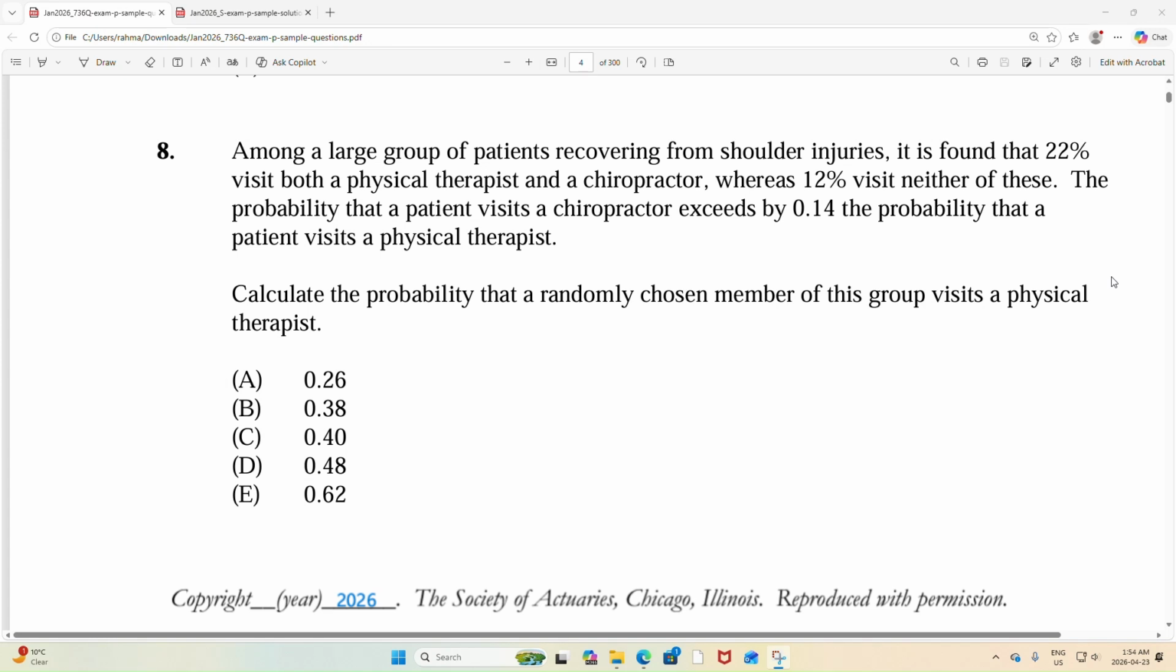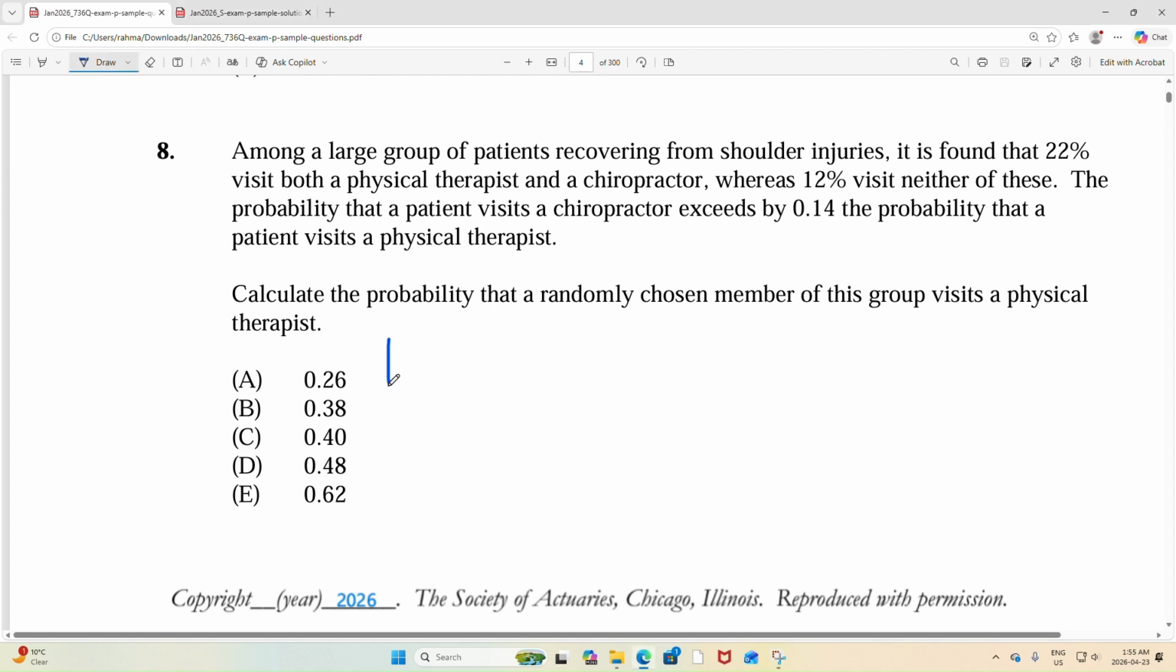Question number 8. Among a large group of patients recovering from shoulder injuries, it is found that 22% visit both a physical therapist and a chiropractor, whereas 12% visit neither of these. The probability that a patient visits a chiropractor exceeds by 0.14 the probability that a patient visits a physical therapist. Calculate the probability that a randomly chosen member of this group visits a physical therapist.